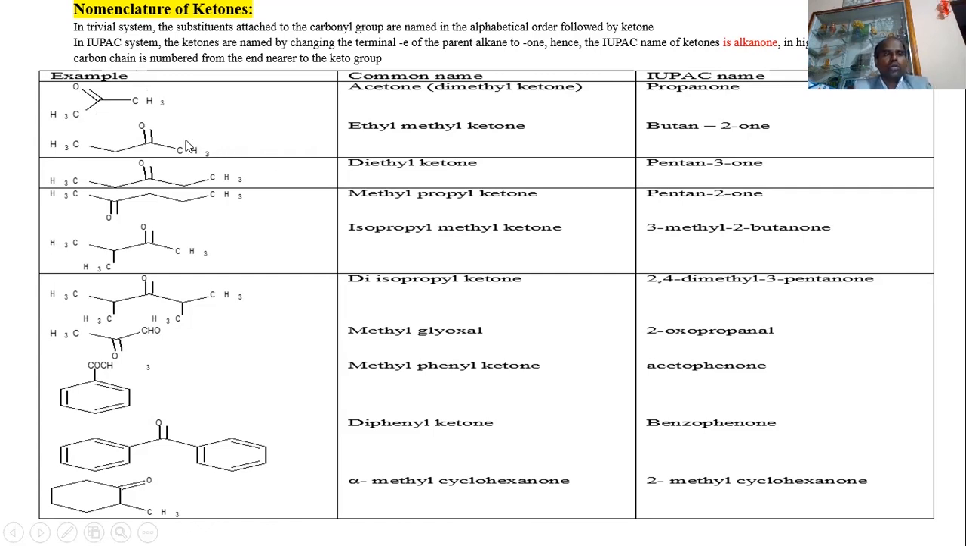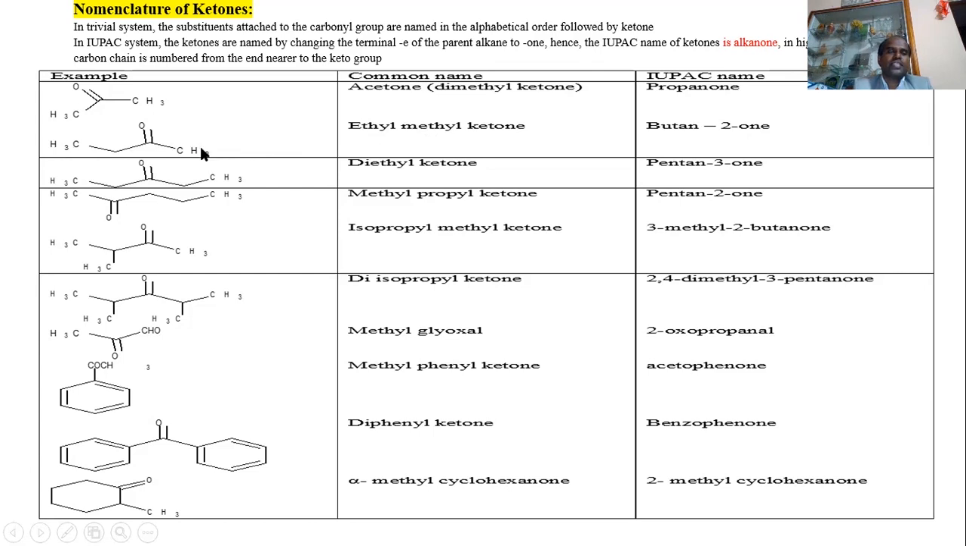Let's take one more, that is CH3CH2COCH3. So you know that this group is called ethyl group. This group is called methyl group. When we are naming as per the common system, this means ethyl group and methyl group. E of the alphabets comes first, then methyl. So that is the reason ethyl methyl ketone is the common name or trivial name for this molecule.